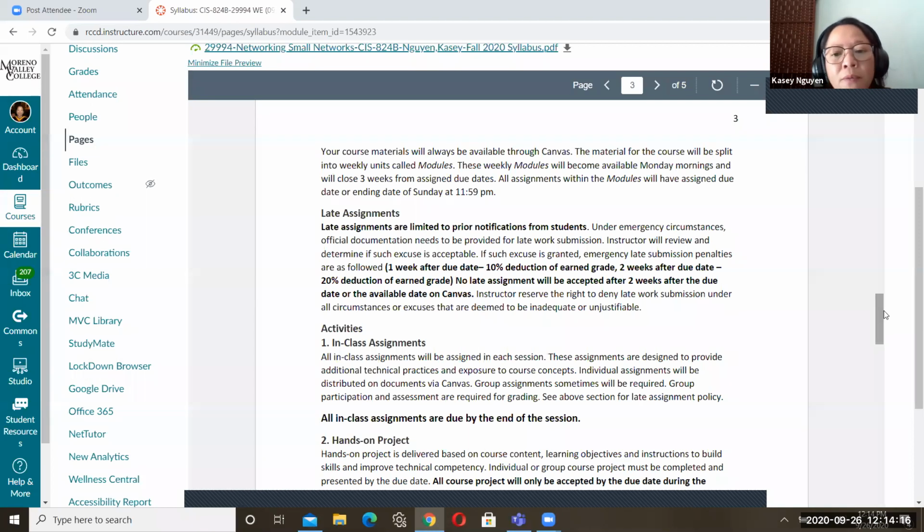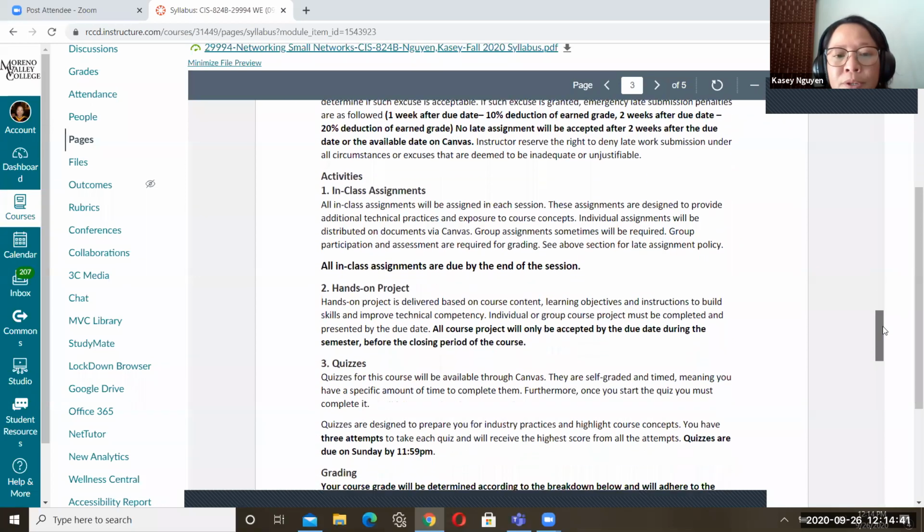I do take late work, and every week that it is late, it will be penalized 10%. Since this course is 4 weeks long, I don't take any late work after the closure of the course because I have to complete grade submission. So I like to keep late work within the 2-week scale.